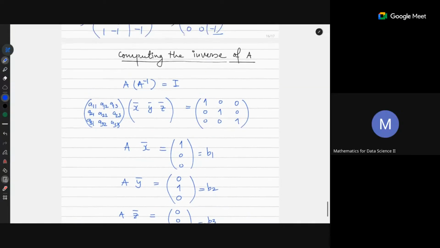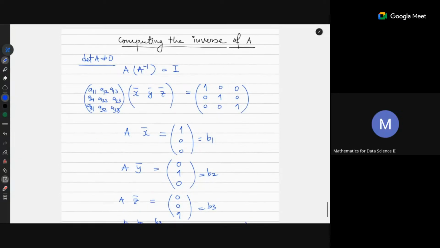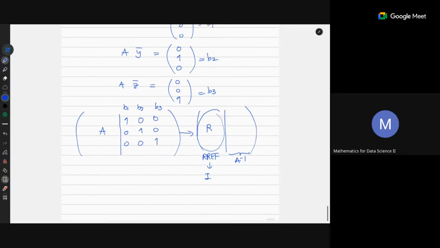This is only true when the determinant of A is non-zero. For that reason only will you calculate the inverse, right? So you start with the hypothesis that the determinant is non-zero, then you calculate the inverse. So it is similar to work with this.